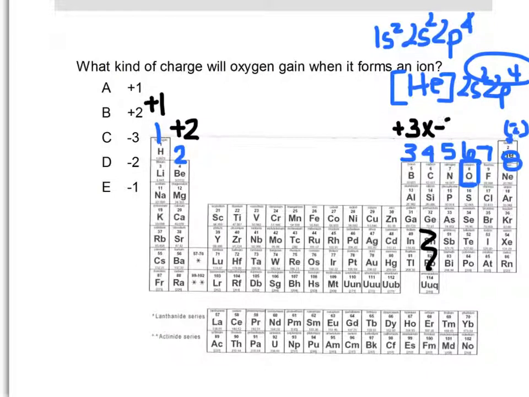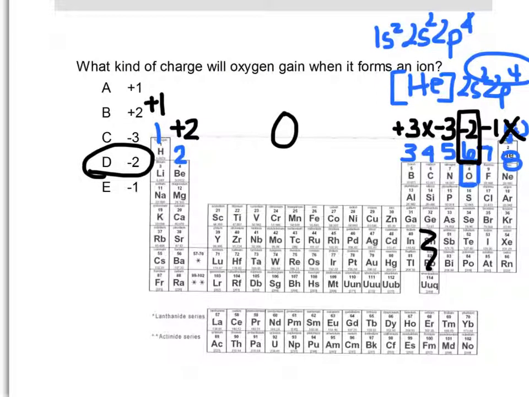These are going to tend to gain 3 (a -3 charge for 3 extra electrons), gain 2, gain 1, and these are going to tend to not form ions. So oxygen is in column 6. The easiest way to get to 8 is to gain 2 electrons. That means it's going to tend to form a -2 charge. So it would be O, -2.